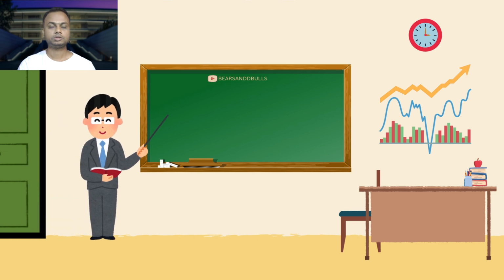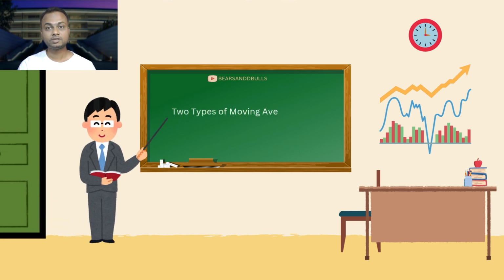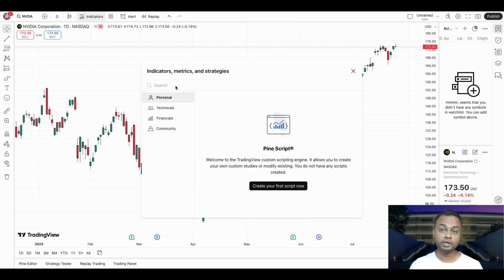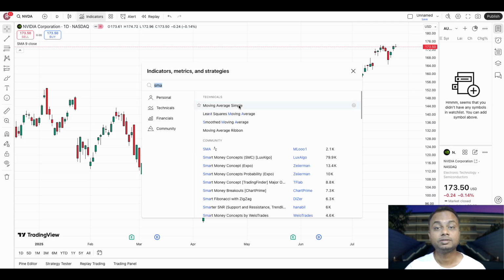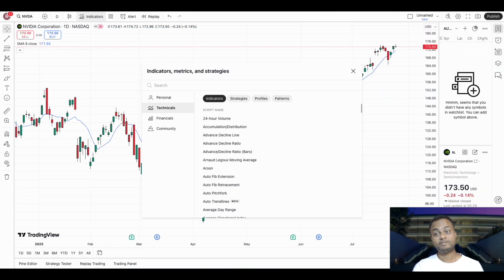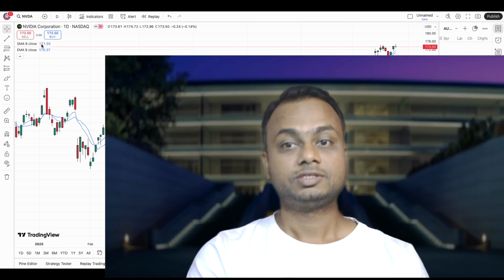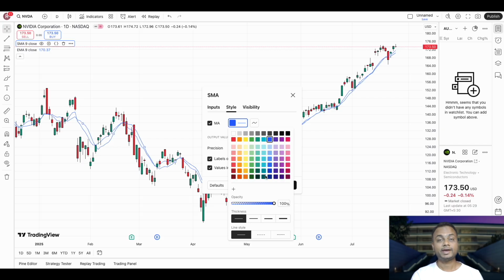While there are several variations, the two most commonly used and important types of moving average are the simple moving average and the exponential moving average, also known as SMA and EMA. The simple moving average is exactly what it sounds like. It calculates the average of prices over a set period, giving equal weight to each price within that period. Think of it like this. If you are calculating your average test score over 5 tests, each test score counts equally. That's the SMA. It's straightforward and provides a very smooth line, excellent for identifying long-term trends.